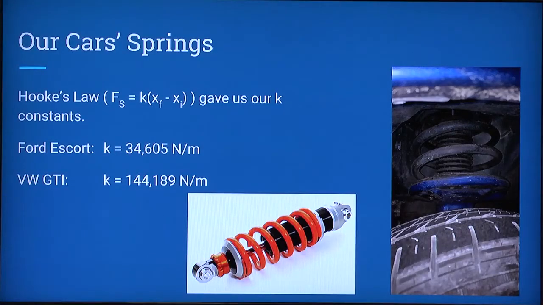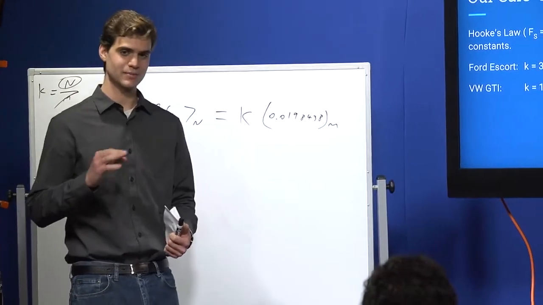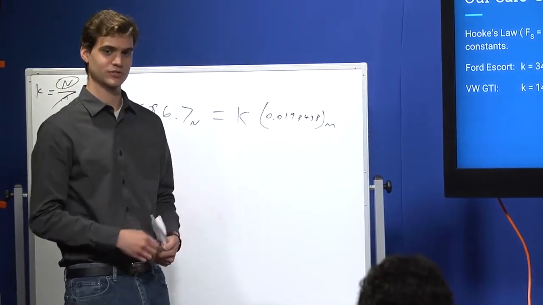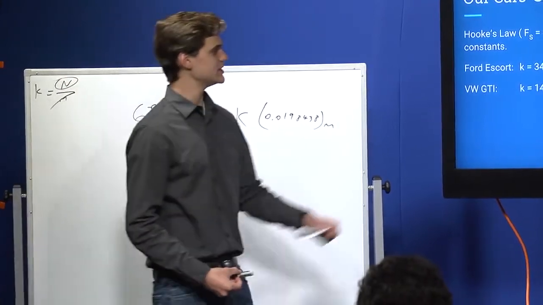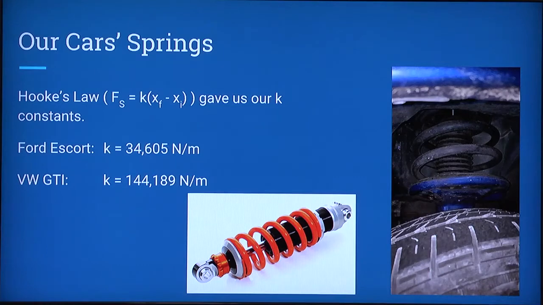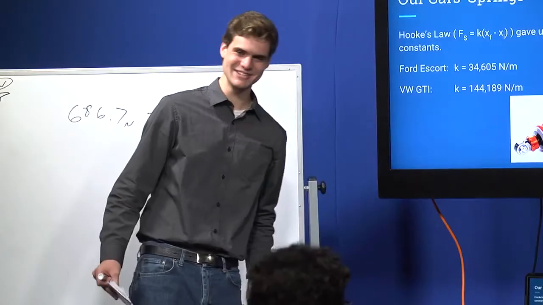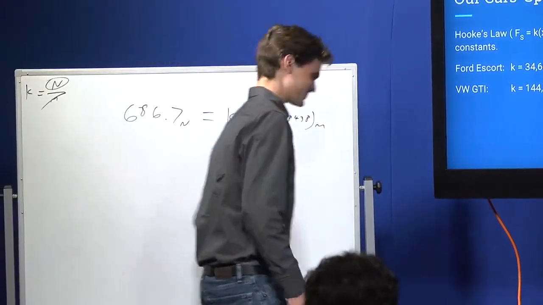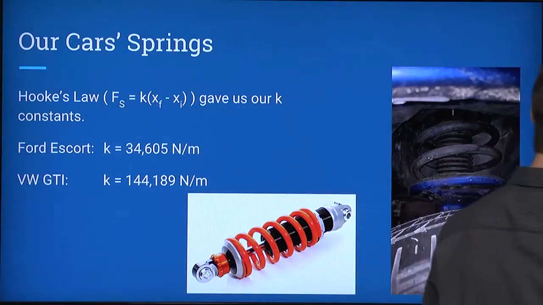Now you might not really picture what that might be in your head, but 34,000 newtons, 1 newton is about a quarter pound. So that divided by 4, that's how many pounds of force are going on in your springs. We did the same experiment with a more modern car, the Volkswagen GTI, and we found that it has much better suspension than mine at 144,000 newtons per meter. I might want to get that checked.